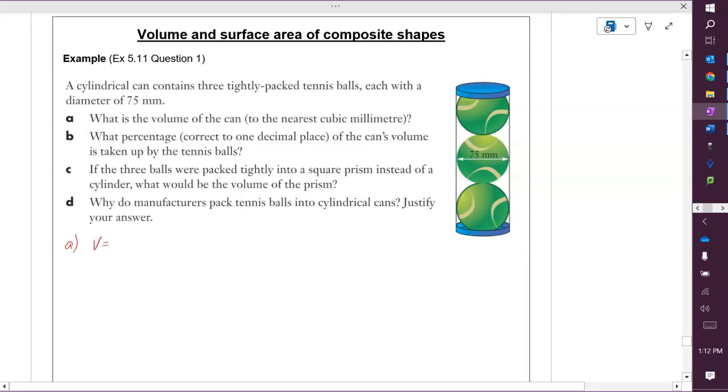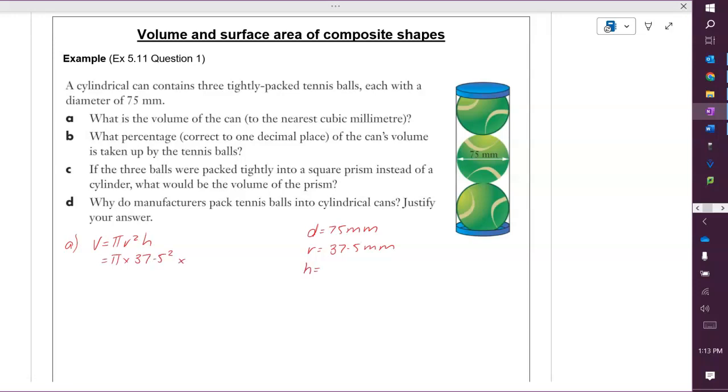So the volume of a cylinder is pi r squared h. So pi times our radius. Now, this is our diameter. So if our diameter is 75 millimeters, our radius is going to be half of that. So we get 37.5 millimeters. So we get our radius as 37.5 squared.